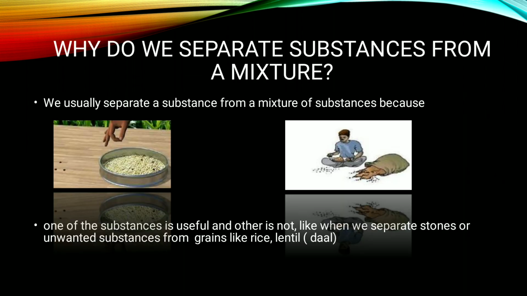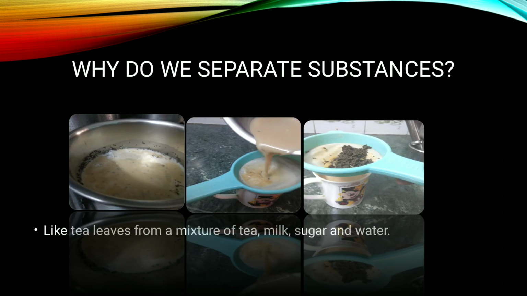Why do we separate substances from a mixture? We usually separate a substance from a mixture of substances because maybe one of the components is not needed, not useful, like when we remove unwanted particles from grains. Sometimes we make use of a strainer to separate the solid components like tea leaves from tea.